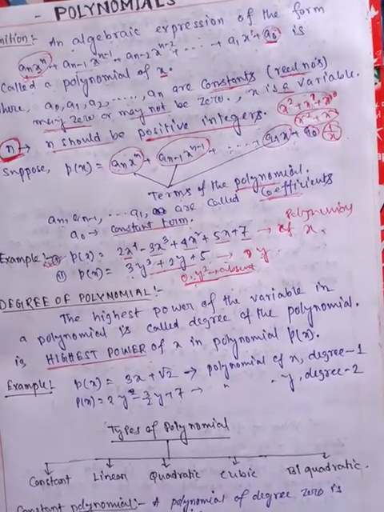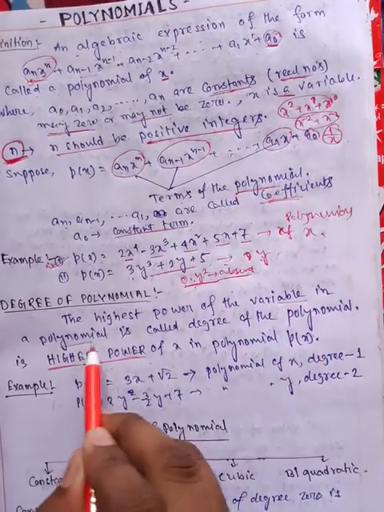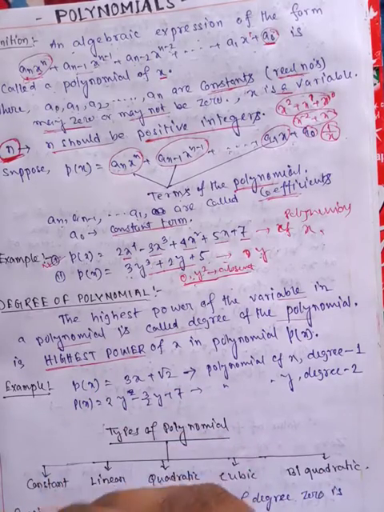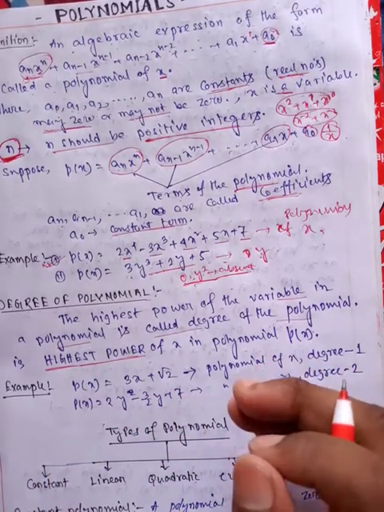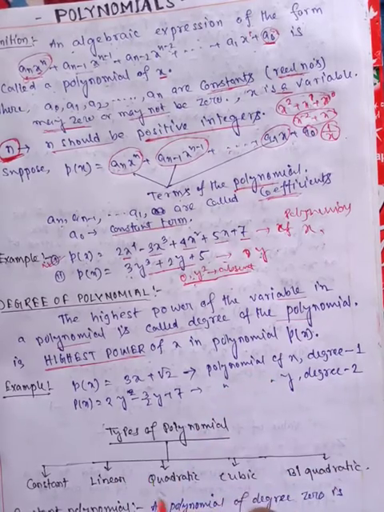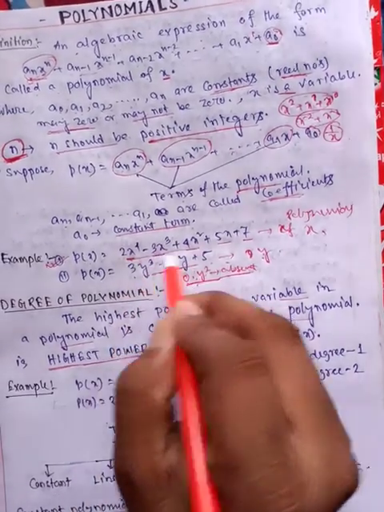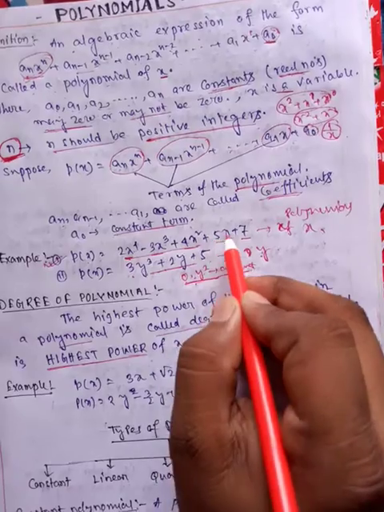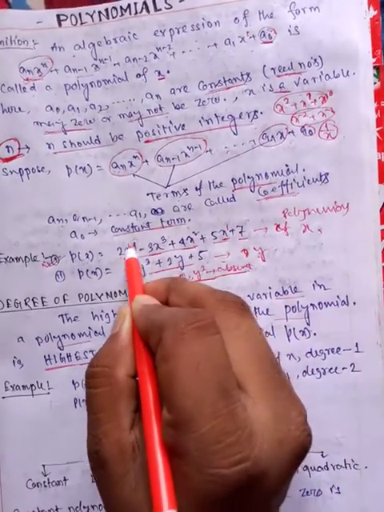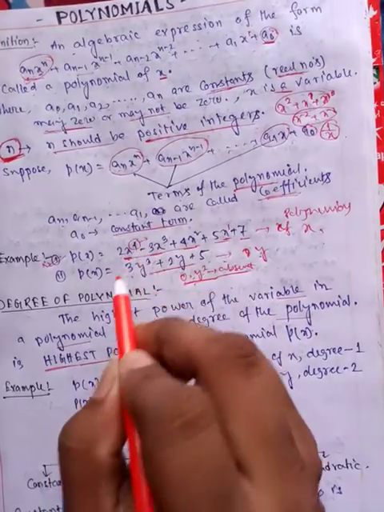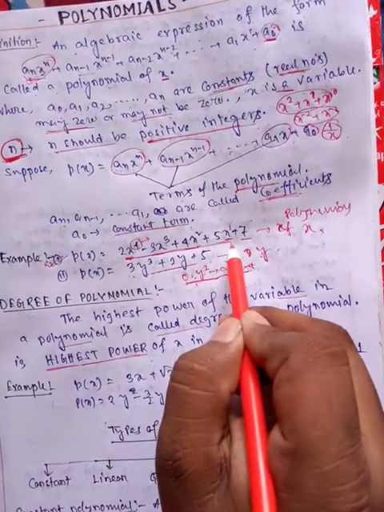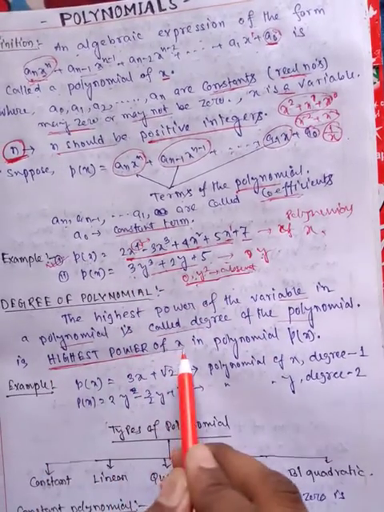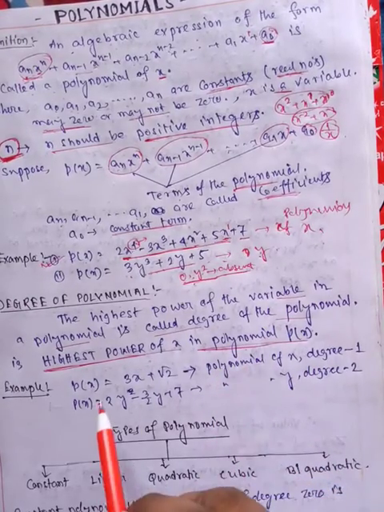The highest power of the variable in a polynomial is called the degree of the polynomial. Okay, so a polynomial, you can say, is an algebraic expression of a variable x or y, and we look at the maximum power of the variable. Now you can see here a polynomial 2x to the power 4 plus 3x cube plus 4x square plus 5x plus 1. Here the variable is x. The powers of x are 1, 2, 3, 4. So which is the maximum power? 4 is the maximum power. So the degree of this polynomial is 4. Okay, so the highest power of x in the polynomial p(x) is called the degree of the polynomial.